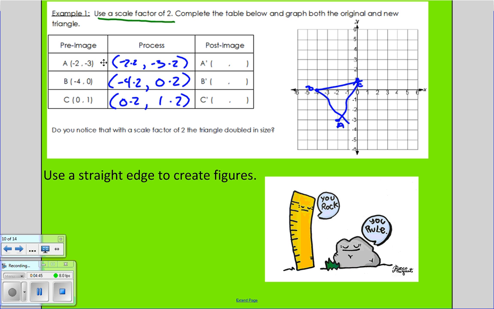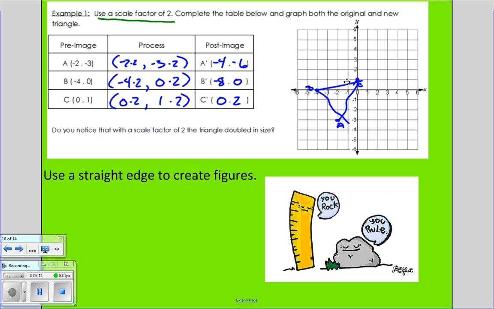So my post image here is going to be -2 times 2, that's -4. -3 times 2, -6. -4 times 2 is -8. And 0 times 2 is 0. 0 times 2 is 0. 1 times 2 is 2. So let's take a look at our new triangle where that would go. And it should be 2 times bigger than the original.